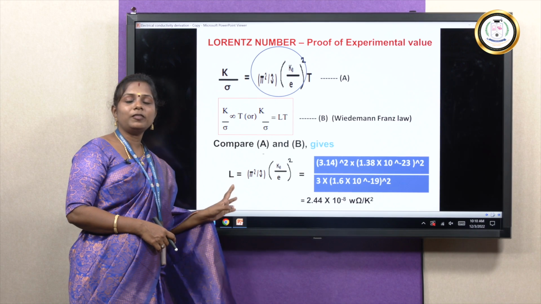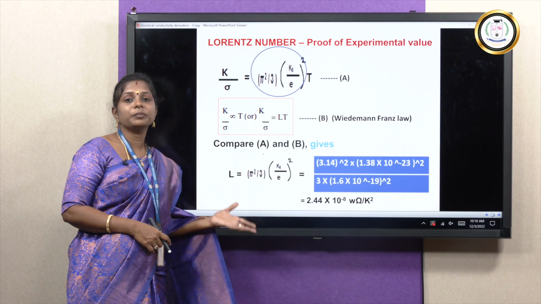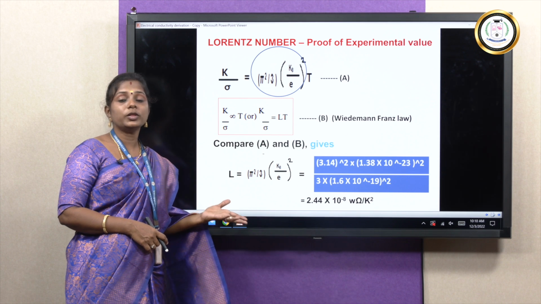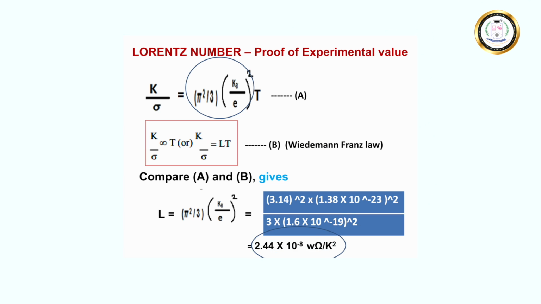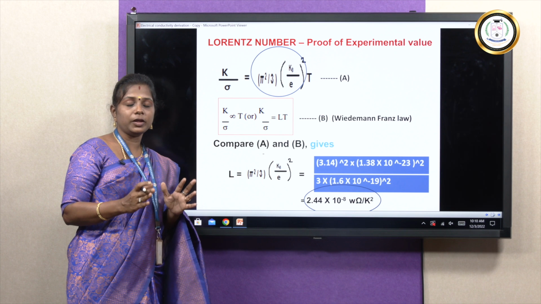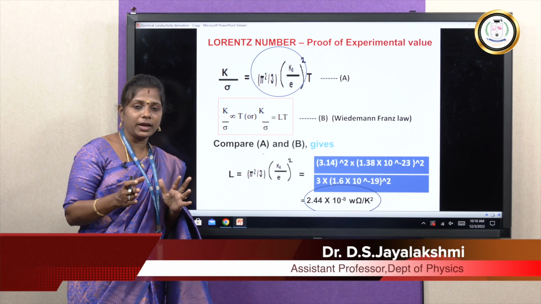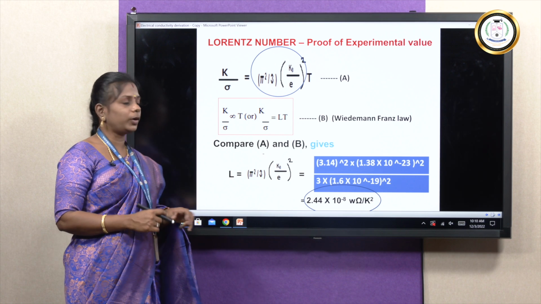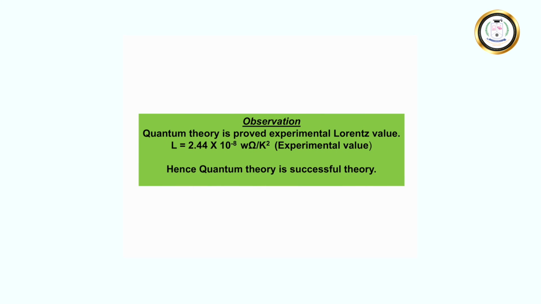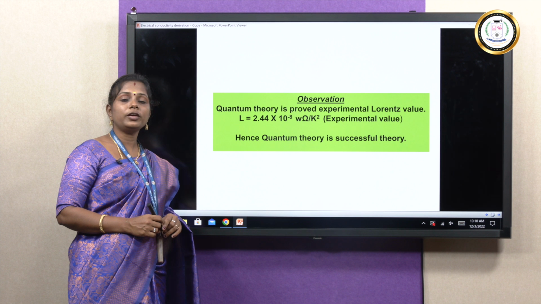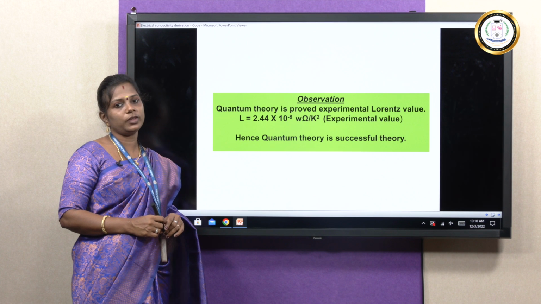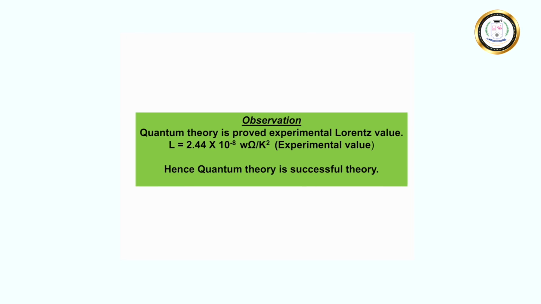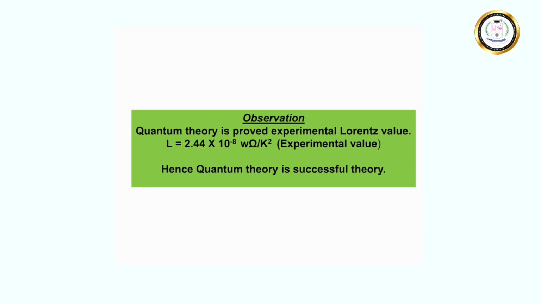So, the experimental value of the Lorentz number is achieved by using the quantum approach. So we say that quantum theory is a successful theory. As I mentioned, the experimental value of the Lorentz number, 2.44 into 10 to the power minus 8 watt ohm per Kelvin square, can be achieved by using the quantum approach. Here our observation is that the experimental value of the Lorentz number agrees well with the Lorentz number value derived by using quantum theory. So we state that quantum theory is a more successful theory than classical theory.